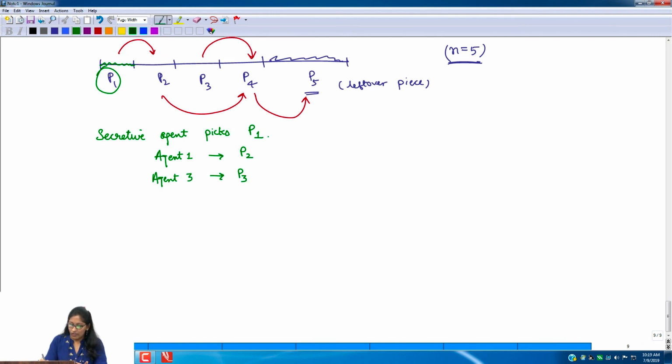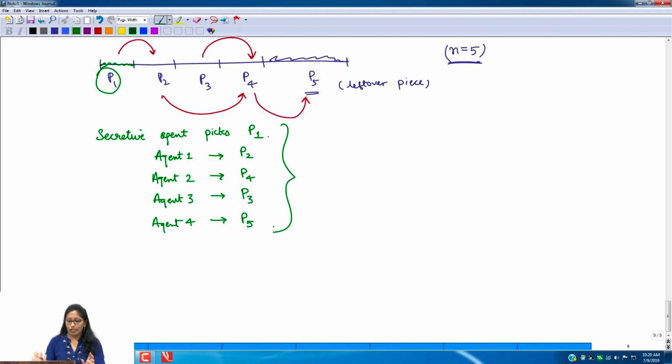Agent 2, I should write agent 2 first. Agent 2 will be allocated what piece? Exactly, P4. Agent 3 is okay, his piece has not been taken away by any other agent, he will just get P3. And agent 4, since his piece is taken away by someone else, in particular agent 2, he will just get P5. And this is my allocation, and note that it is a proportional allocation, right?